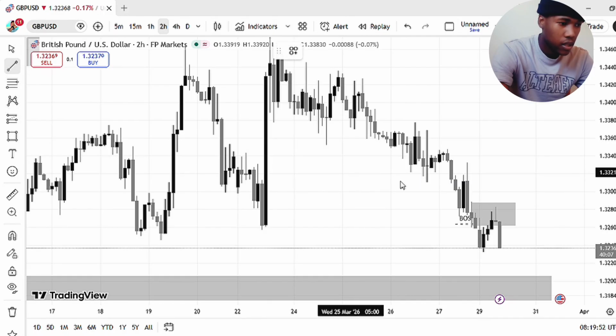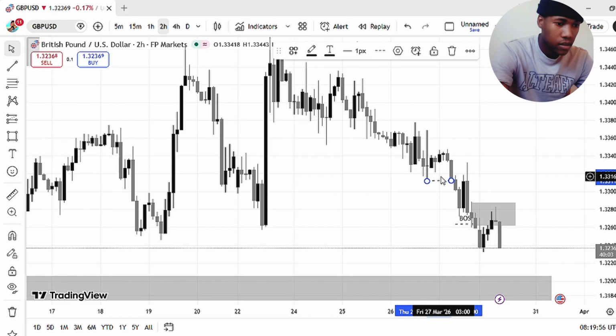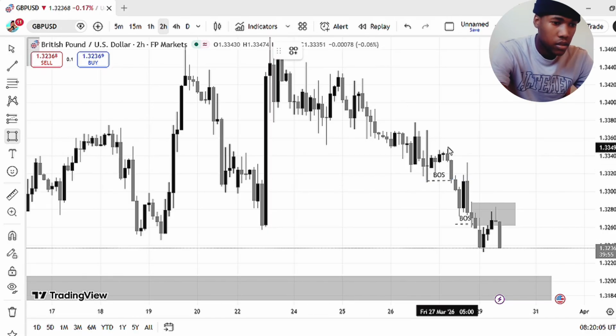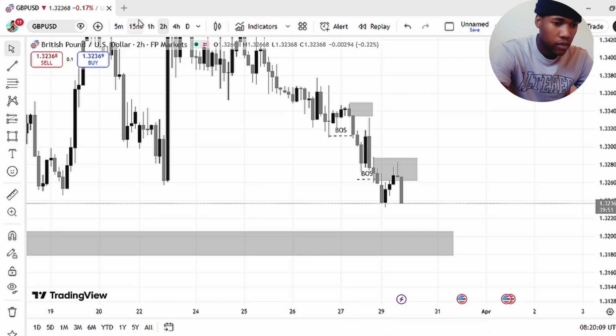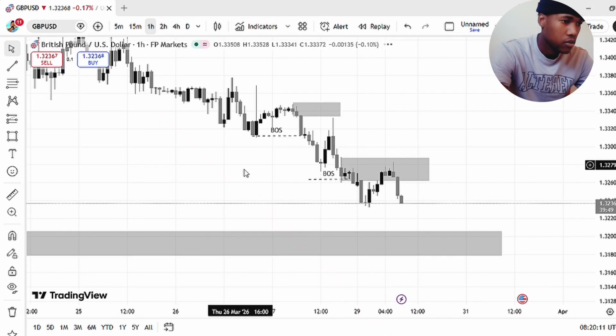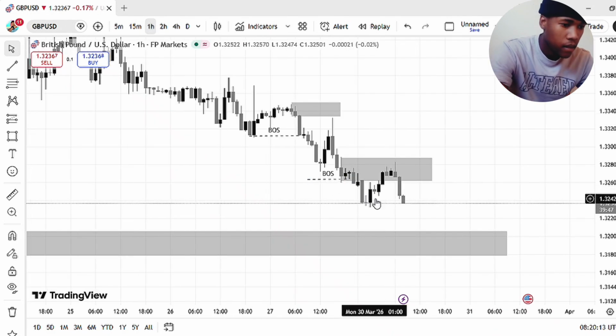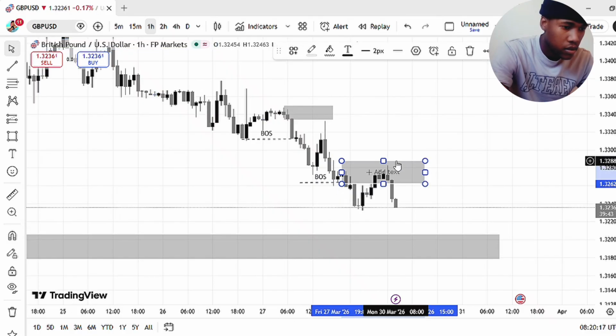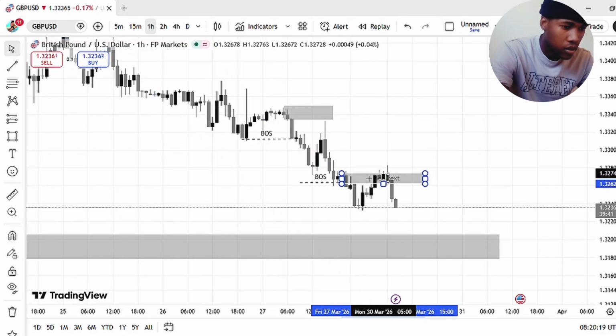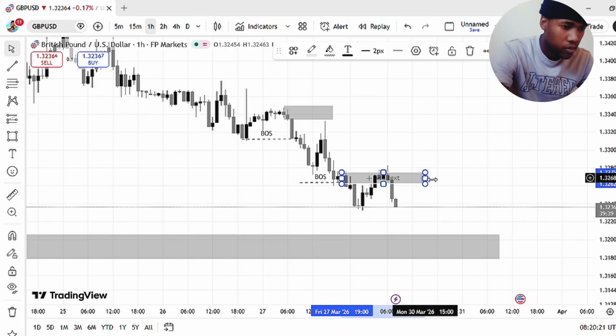And we had another break of structure over there, but the market didn't react to it. So let's mark this order block right here. This is the order block that gave us the sharp move down. So let's drop down to the 1 hour time frame. So in the 1 hour time frame, this is the order block that gave us this sharp move down.